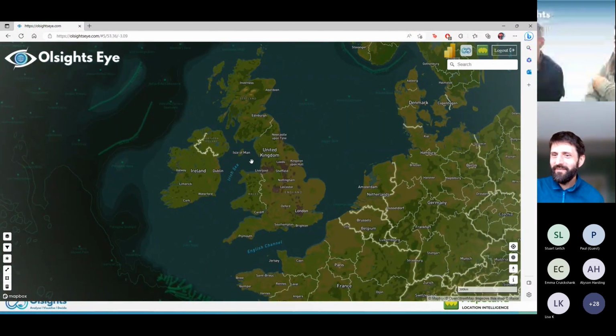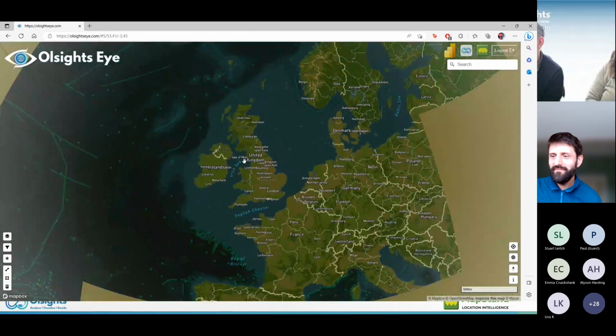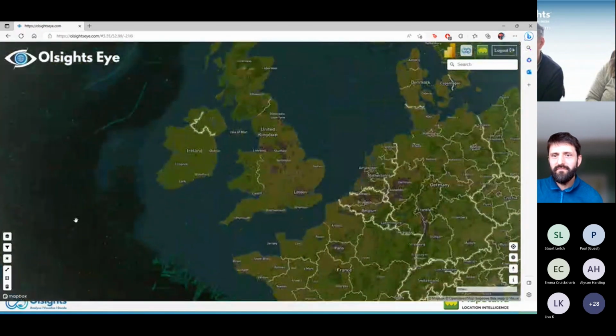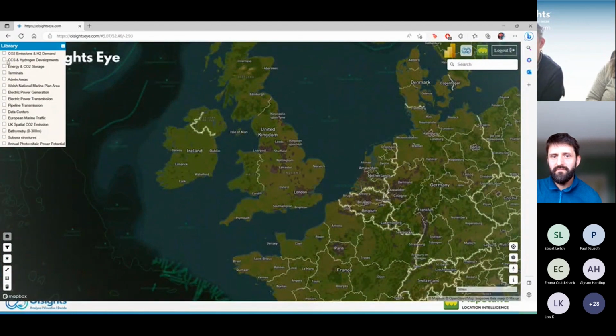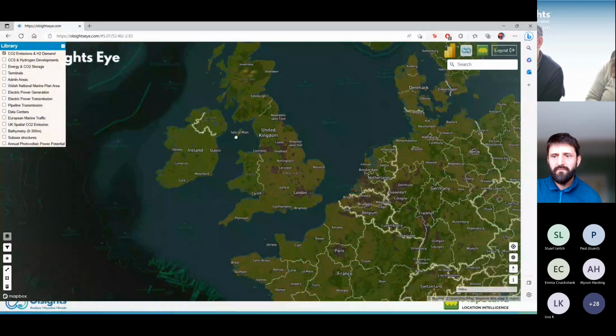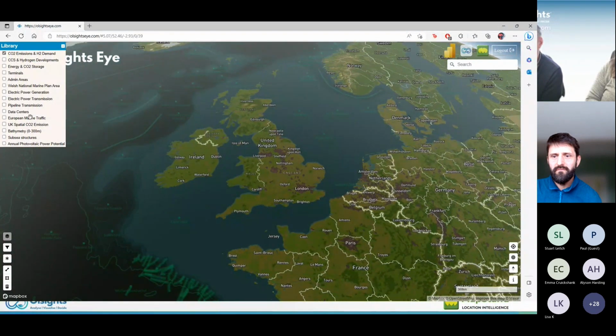So if I just explain what we have, this is just a global map, but what we built on is different layers. You can look at CO2 emissions, for example. Just wait for this to load up. We can add country boundaries.